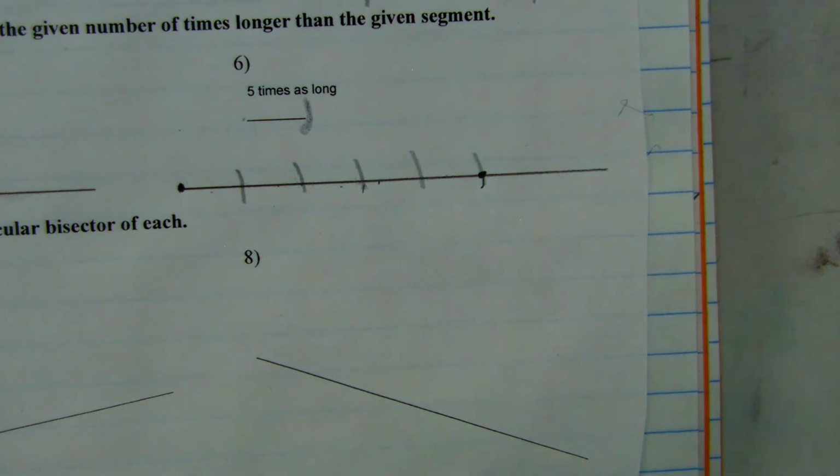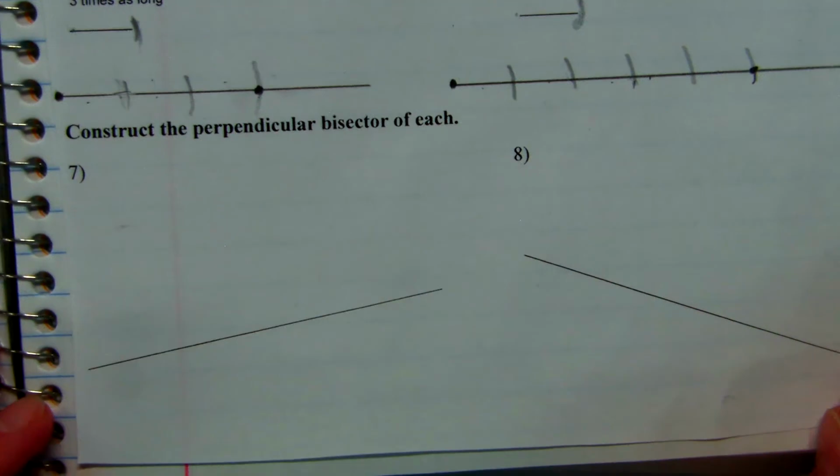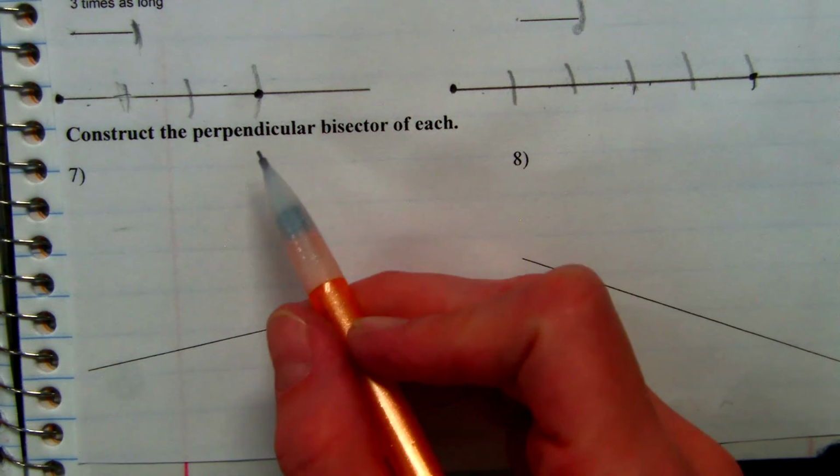So we copied a segment, we constructed a segment that was the sum of 2 lengths, then we constructed a segment that was a given number of times longer. Now we're going to switch gears and learn how to do a bisector. So we talked about segment bisector in our vocabulary. This is going to take that a little bit further.